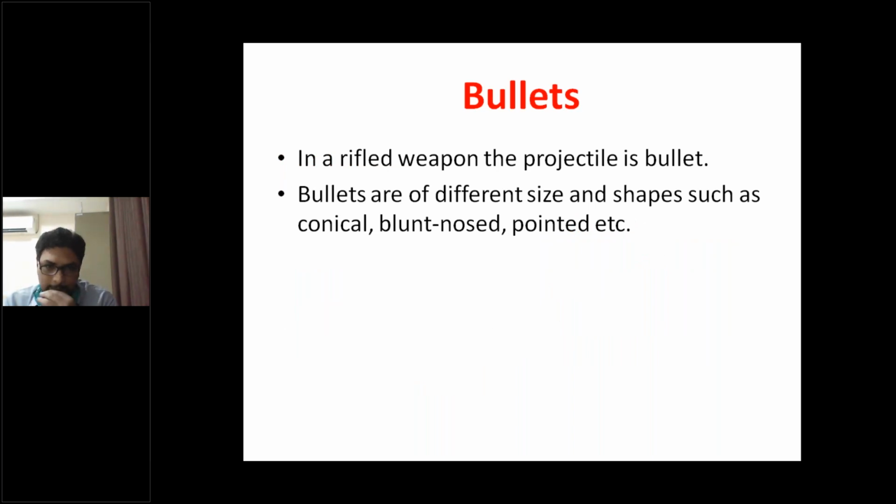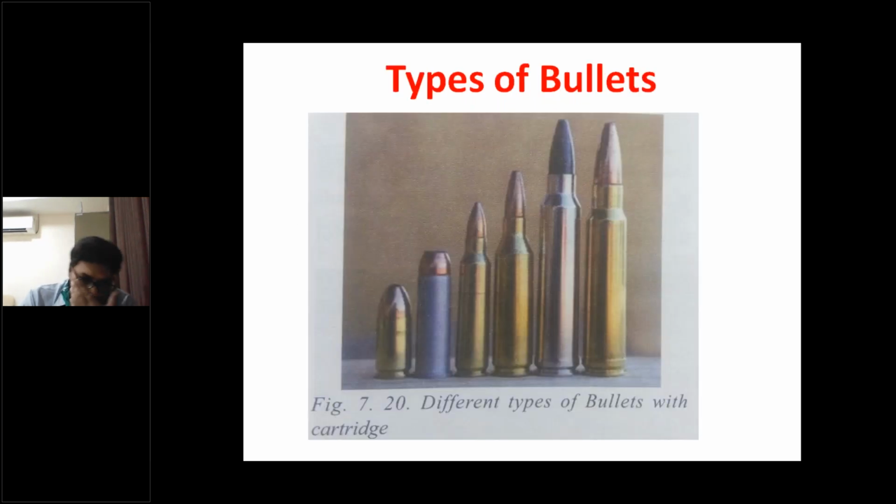Bullets. We have seen that in a rifle weapon the projectile is a bullet, whereas in a smoothbore firearm the projectile is a pellet. Bullets are of different sizes and shapes, such as conical, blunt, rounded or pointed. You can see some of the types of bullets. Types of bullets can sometimes be asked as a question.